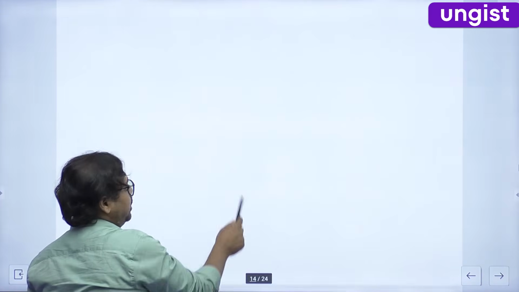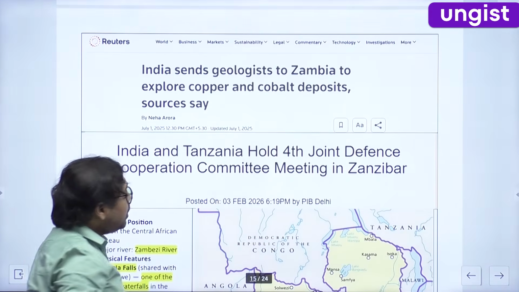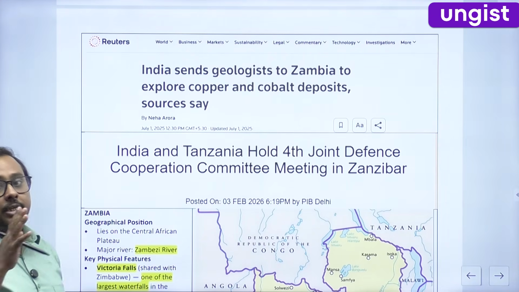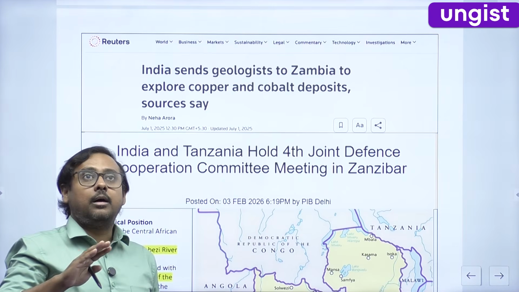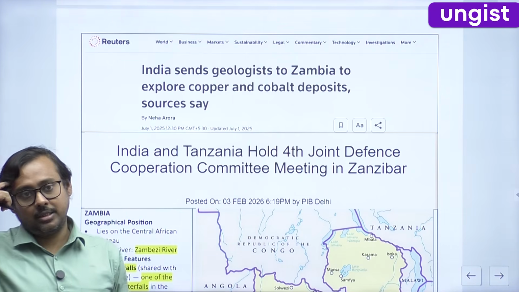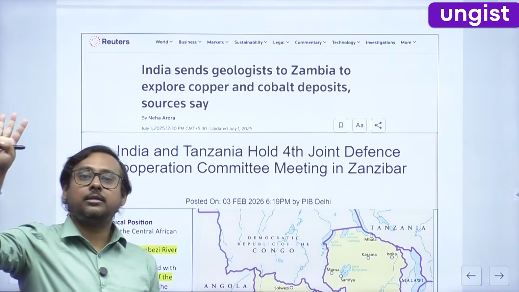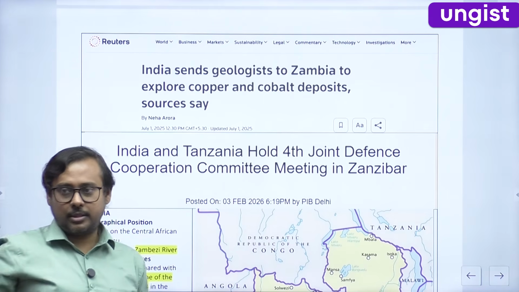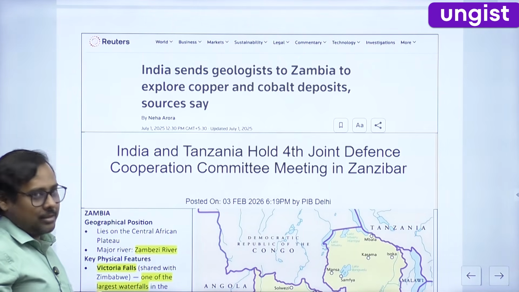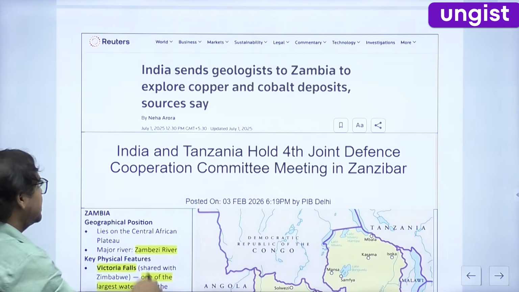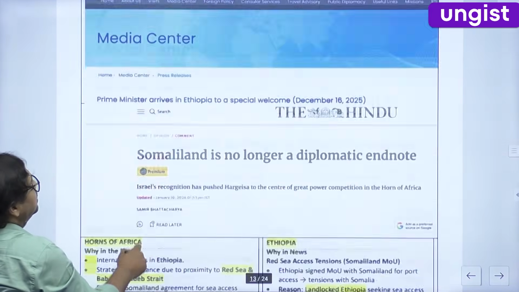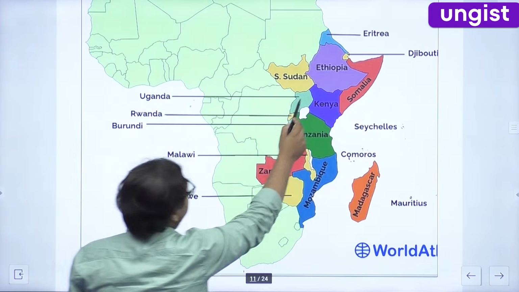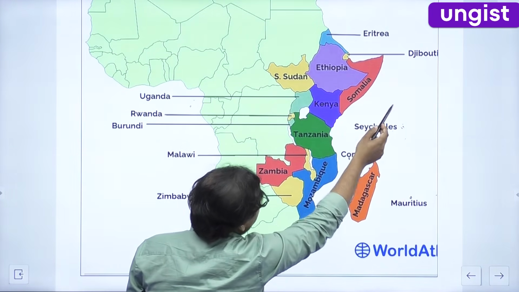Now, we have discussed the Horn of Africa, 4 countries. Which are the 4 countries? Somalia. Will not forget. But in East Africa, there are other countries also. Let's see which are the other countries. Let's have a quick look. So these are the countries we did: Ethiopia, Somaliland, Eritrea, Djibouti.